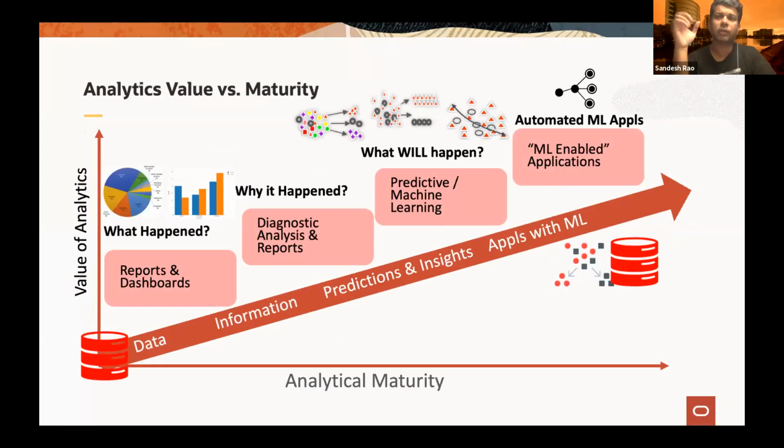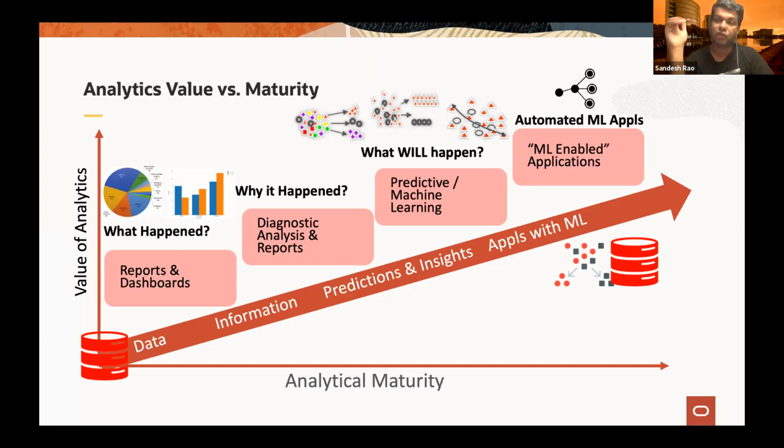What's happened over the years? Reports and dashboards. Everybody likes reports and dashboards. Then we went into more diagnostic analysis. Oh, why did this happen? I want the answer now. I don't want to spend 1 week doing postmortem analysis. Then we went to machine learning and predictive analytics. What will happen if this happens?